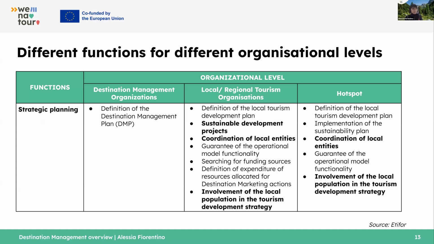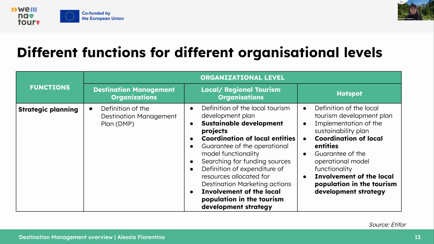Why can't we just have one DMO doing everything? For instance, in the development of a strategic plan, as we said earlier, all levels, let's say the national, the regional, and the hotspot level, develop their plans that are at the same time specific to their level, but they are embedded in the other levels. So all these levels communicate, of course.